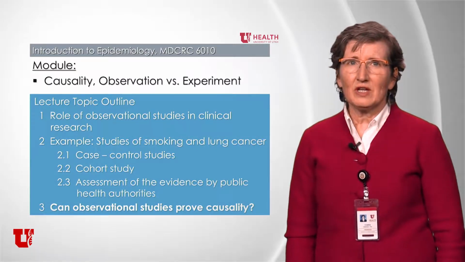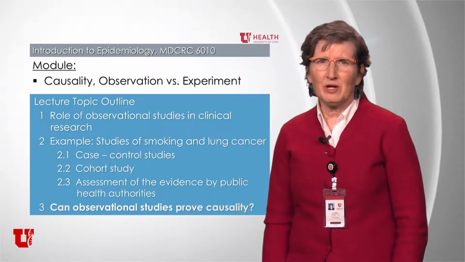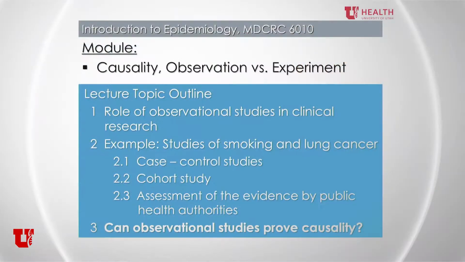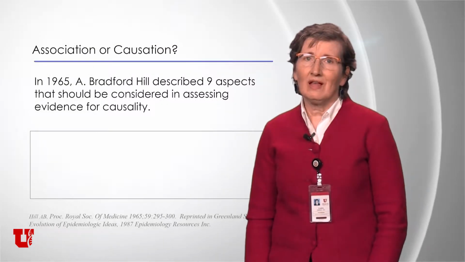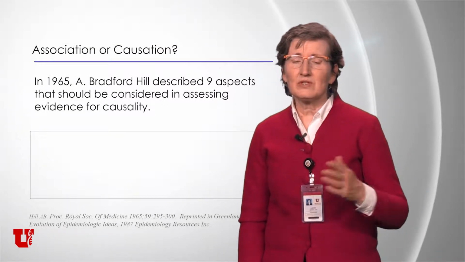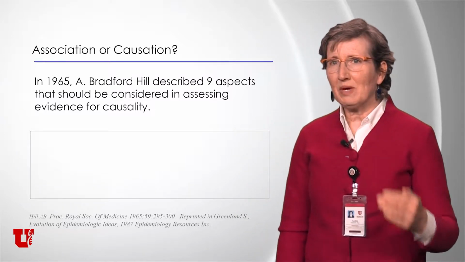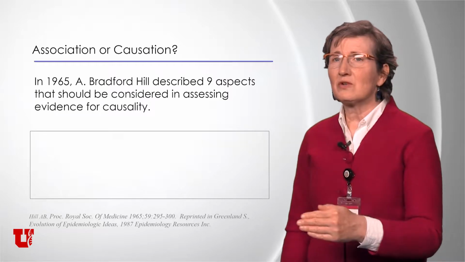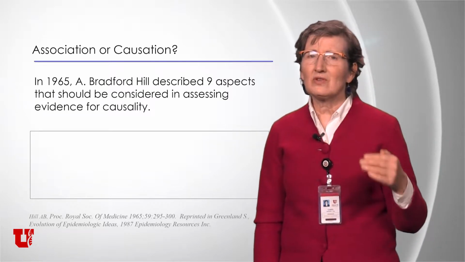So in this lecture segment, as part of the module on causality and observation versus experiment, we're going to talk about, can observational studies prove causality? Bradford Hill, who was one of the authors of the Doll and Hill papers, gave this a lot of thought. A lot of other research that he did was addressing working in certain occupations and whether that was associated with certain types of disease. And then he did the smoking and lung cancer work.